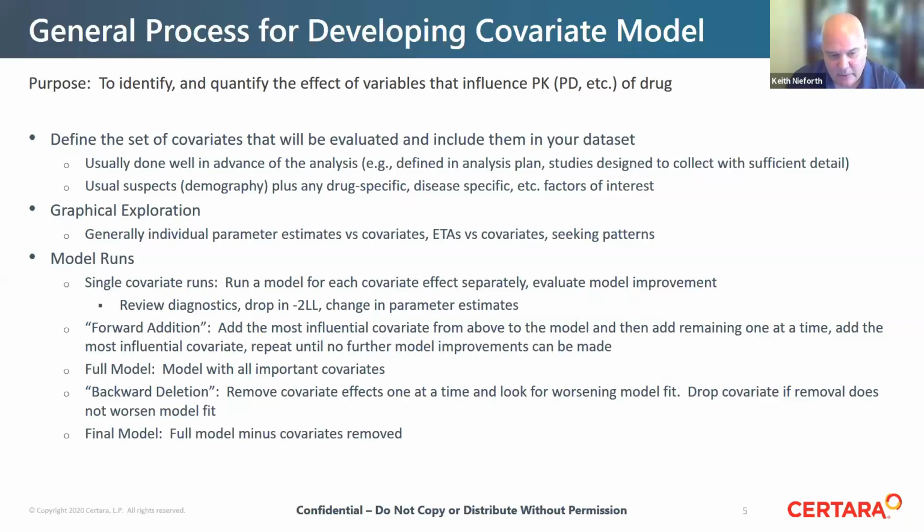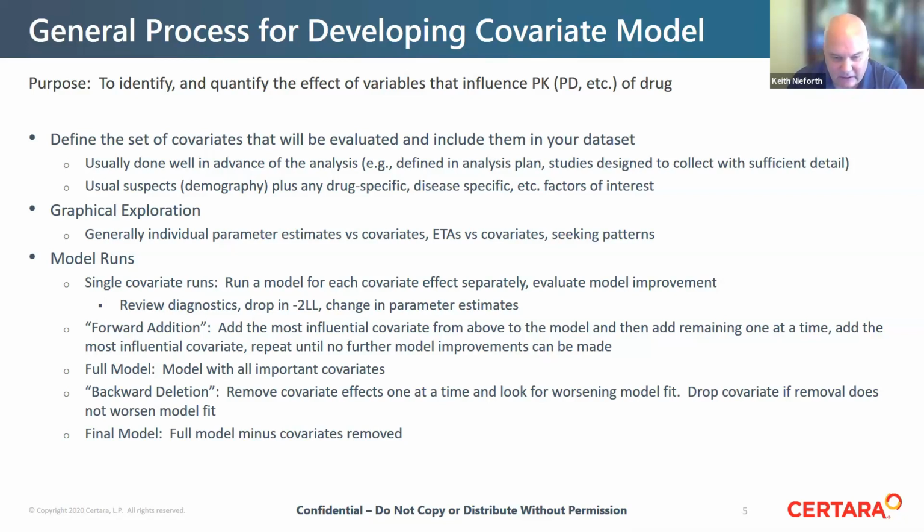And when you get to the point where adding additional covariates doesn't result in any improvement in the fit of your model, you say, okay, this is my full model. And then you try to drop them one at a time to see if there's model worsening. And if there's no model worsening, you can eliminate that covariate from the model. And the reason that you're able to drop is because there's correlation between covariates, creatinine clearance and weight, right?